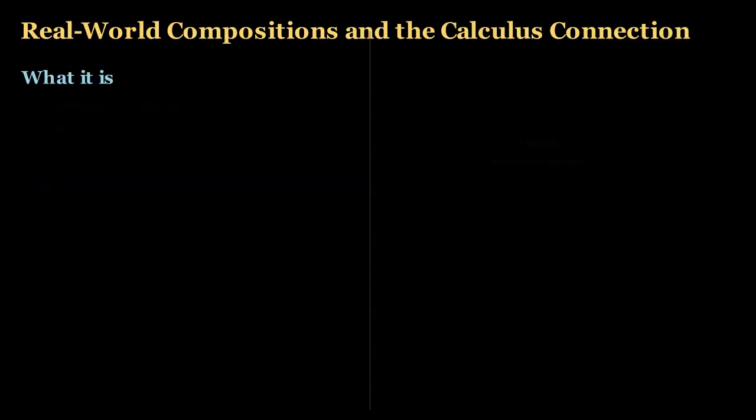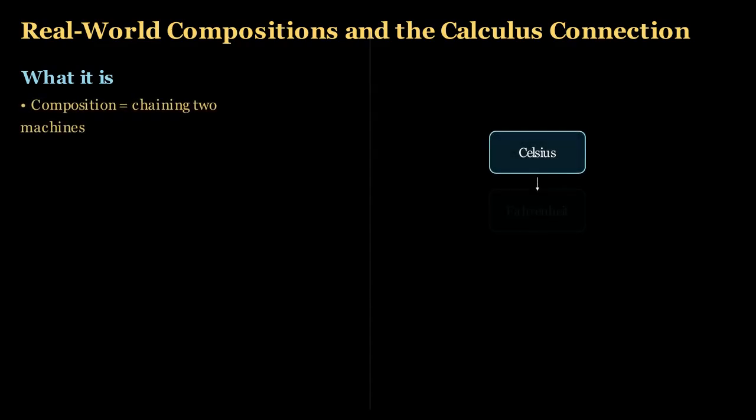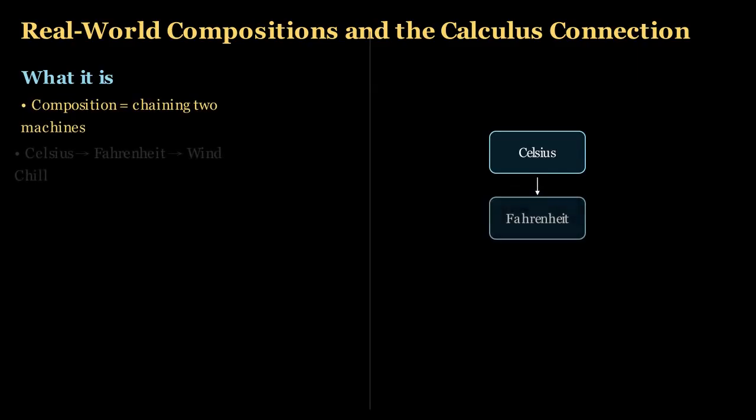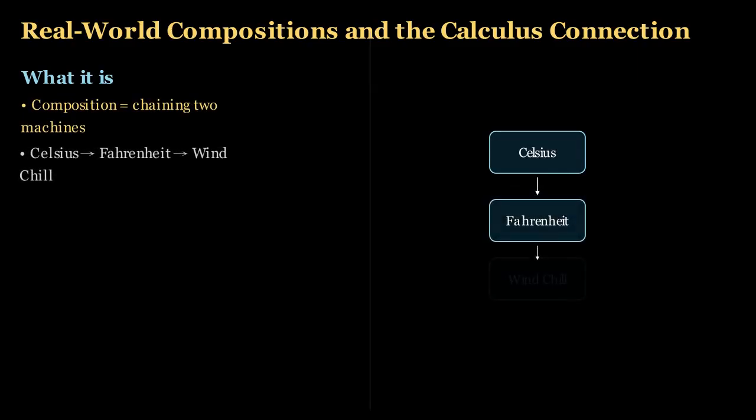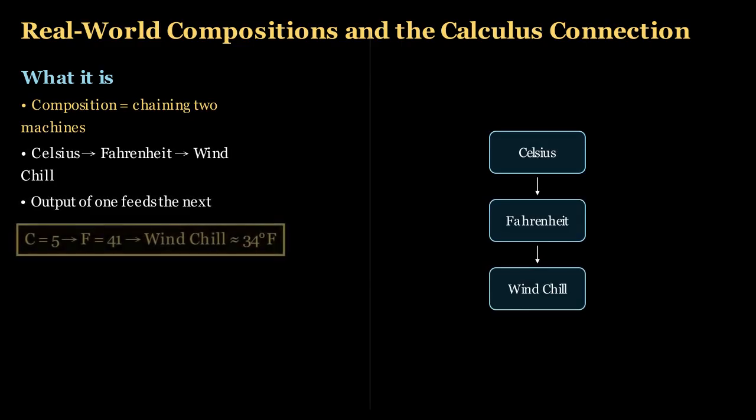We already know that a function is like a machine. You put a number in, it does something, and a new number comes out. A composition is just connecting two machines in a row. The output of the first machine becomes the input of the second. Today we will see a real example. First we convert a Celsius temperature into Fahrenheit, and then we take that Fahrenheit value and compute the wind chill, how cold it actually feels on your skin when the wind is blowing. That two-step process is a composition.